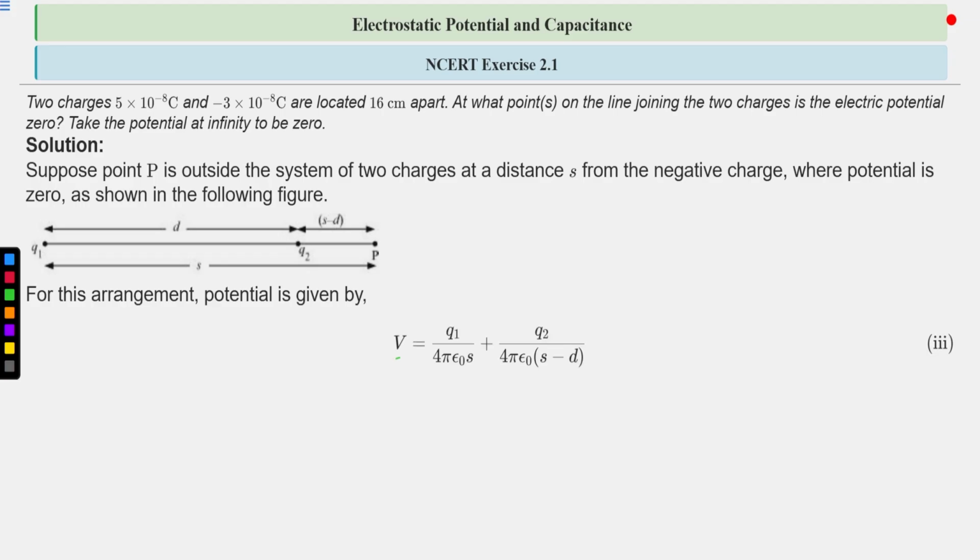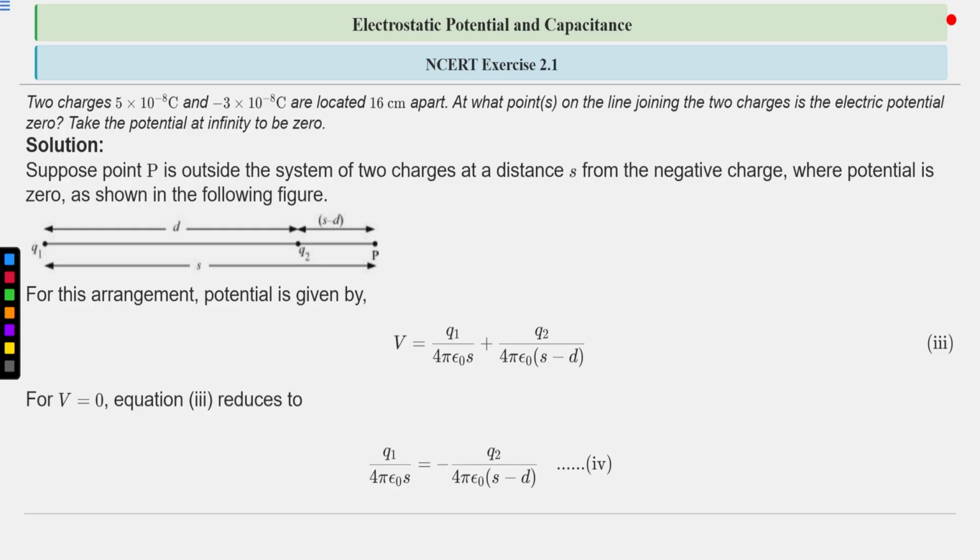So for this arrangement, the net potential at point P is equal to Q1 by 4 pi epsilon naught S, plus Q2 upon 4 pi epsilon naught, and the distance of point P from the Q2 charge is S minus D. Put it as third equation. Now for V equal to 0, which is required in this question, equation three reduces to Q1 by 4 pi epsilon naught S equal to minus Q2 by 4 pi epsilon naught (S minus D). Put it as fourth equation.